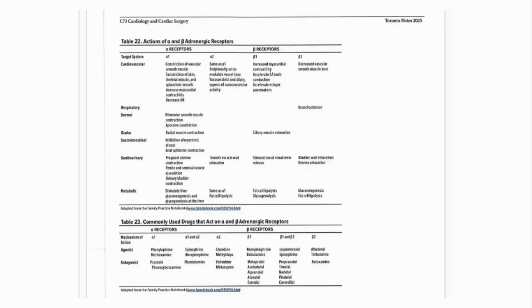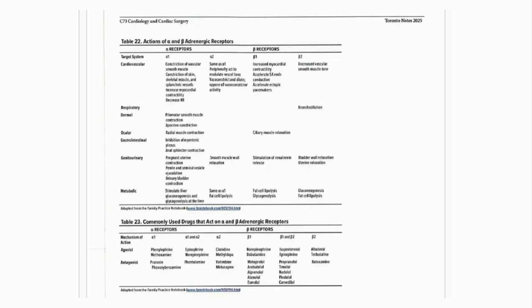Clinical summary of receptor functions. Let's briefly summarize these receptors. Alpha-1: vasoconstriction, mydriasis, urinary retention, and increased blood pressure. Alpha-2: reduced sympathetic output, lower blood pressure, central inhibition of norepinephrine release.